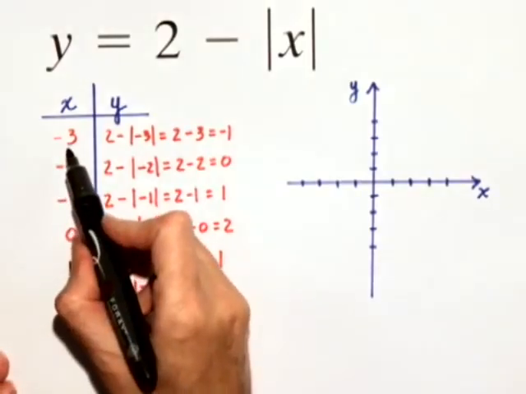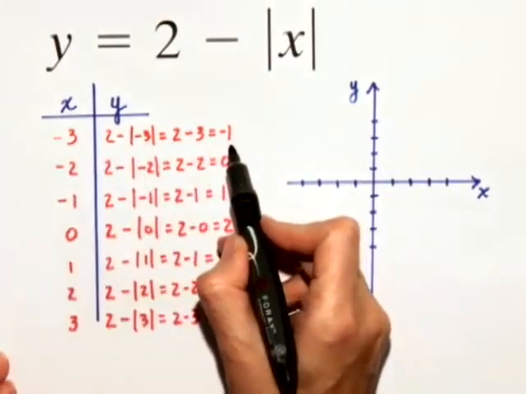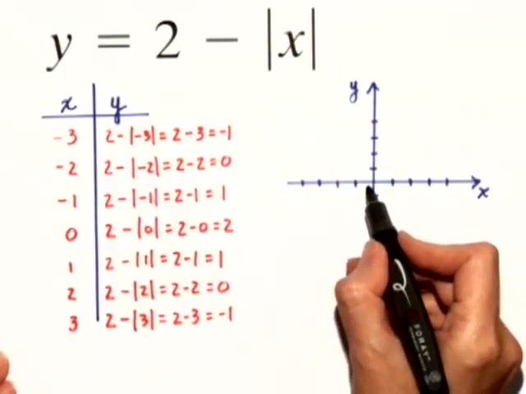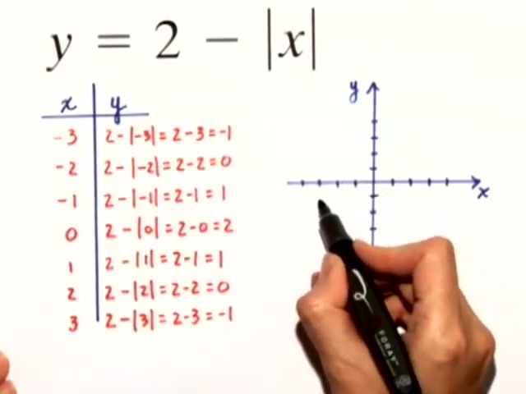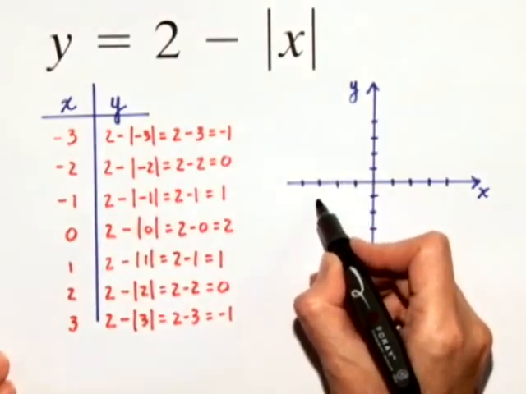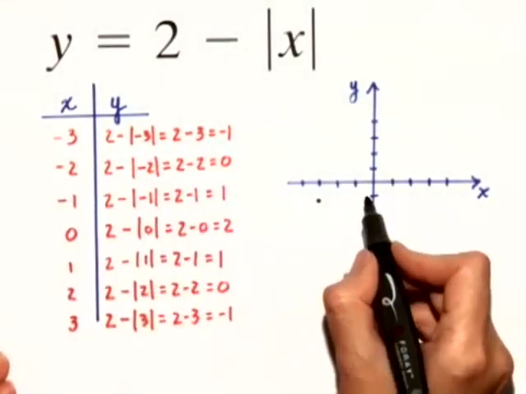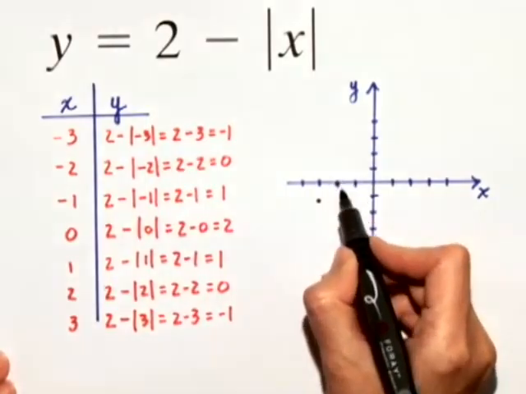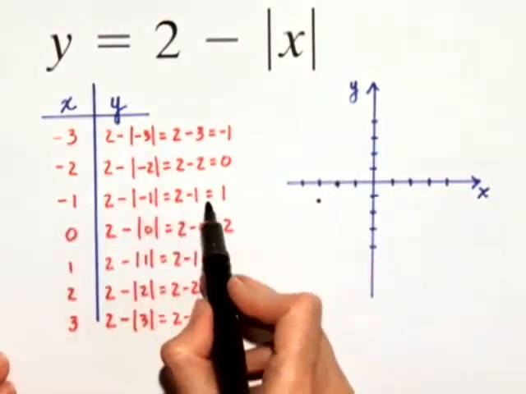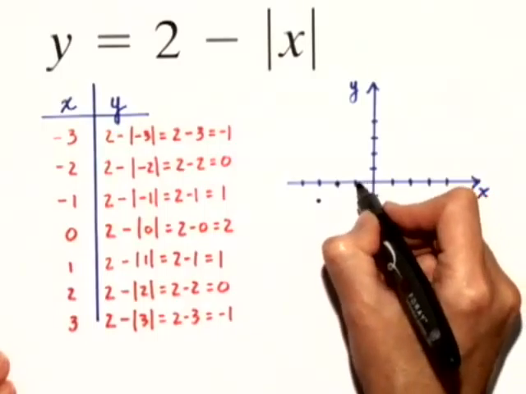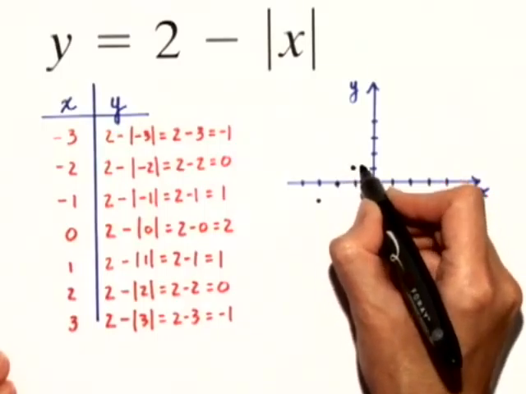So let's start at the top. When x is -3, our y coordinate was -1. So we have 1, 2, 3, -3, -1 right about here. The next coordinate, when x is -2, y is 0. So we plot -2, 0. When x is -1, y is 1. So we go -1, 1.